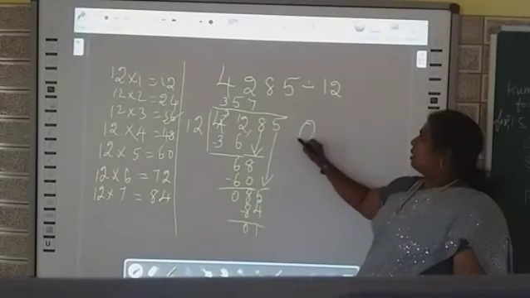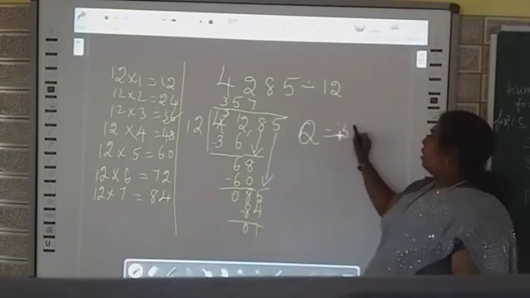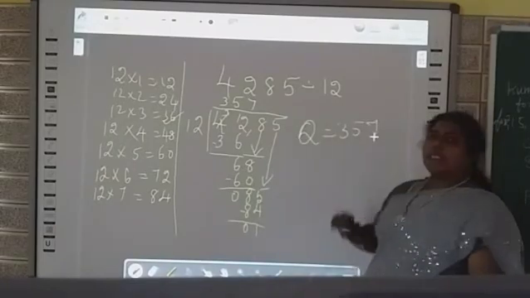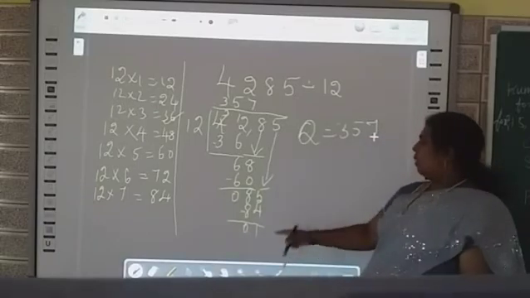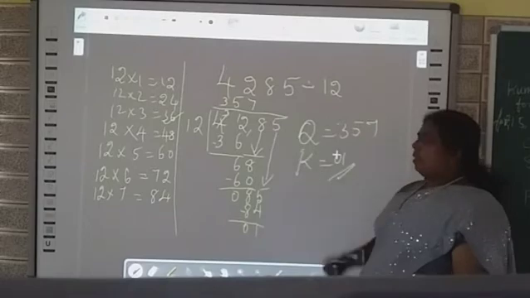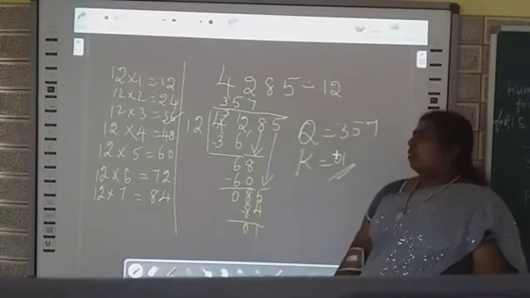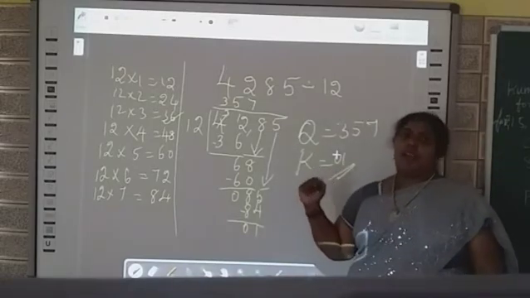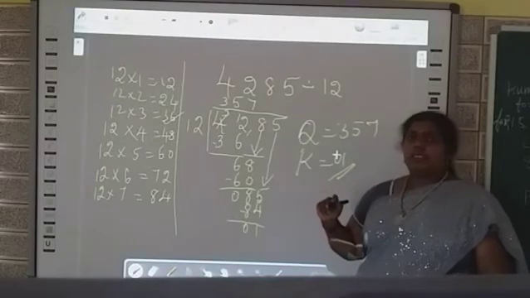So what is the quotient here? 357. The remainder is 1. Remainder 1. Do you understand? You have to find the quotient and remainder. Right? Yes.